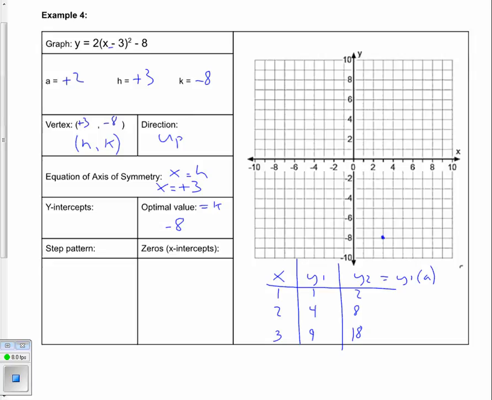Okay, so we're going to use that knowledge of our step pattern to go over 1, up 2. We're going to go over 2, up 8. So 1, 2, 1, 2, 3, 4, 5, 6, 7, 8. And then over 3, up 18. Okay. And so now what I'm going to do is I'm going to actually connect my dots.